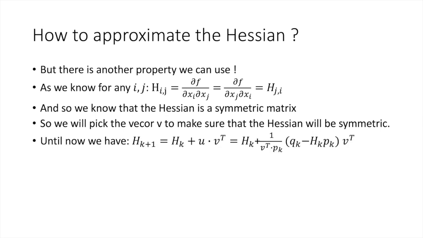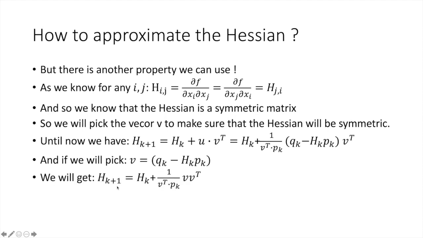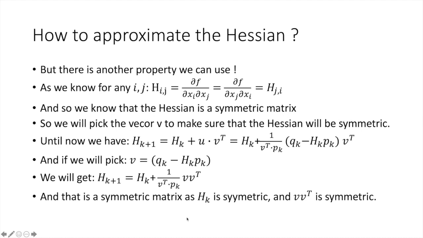So until now, we have that h_(k+1) equals h_k plus u v transpose, which is equal to h_k plus (q_k minus h_k p_k) divided by v transpose (q_k minus h_k p_k) v transpose. So if we pick v equals q_k minus h_k p_k, we will get that h_(k+1) is equal to h_k plus (q_k minus h_k p_k)(q_k minus h_k p_k) transpose over v transpose p_k. This matrix will always be symmetric. This is a scalar, and by induction, this will be symmetric as well. And that is a symmetric matrix.